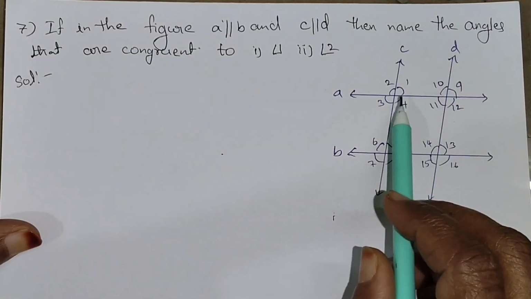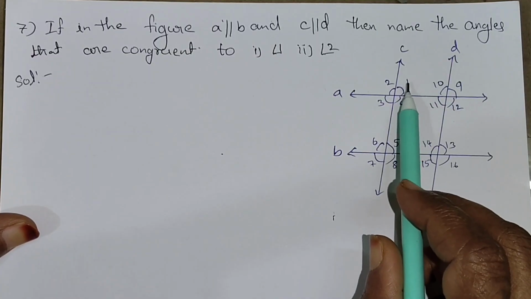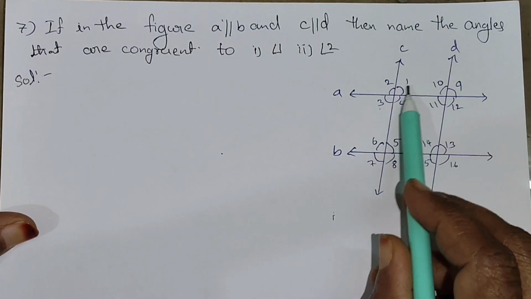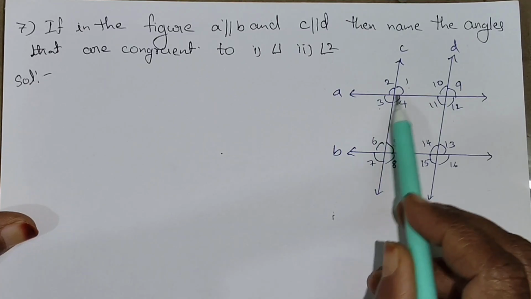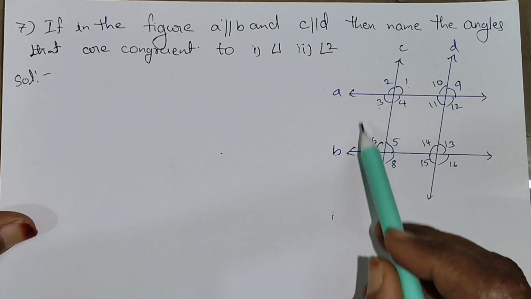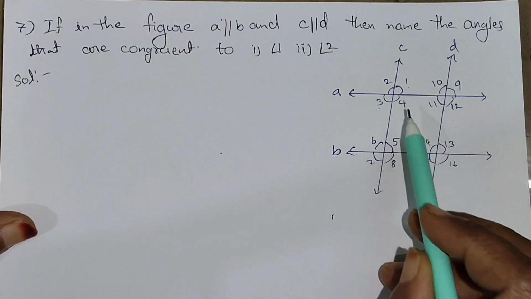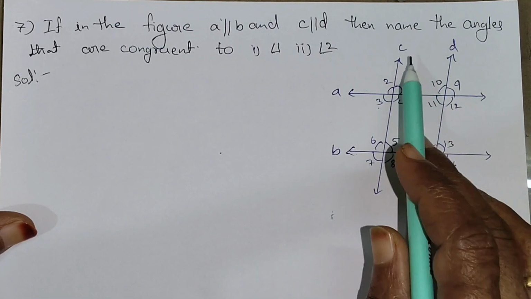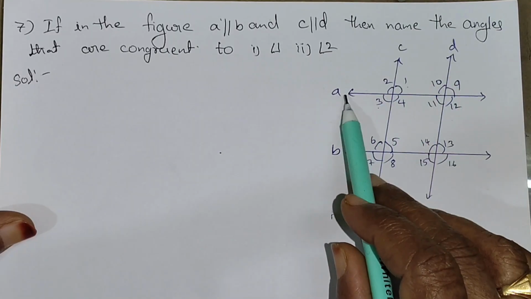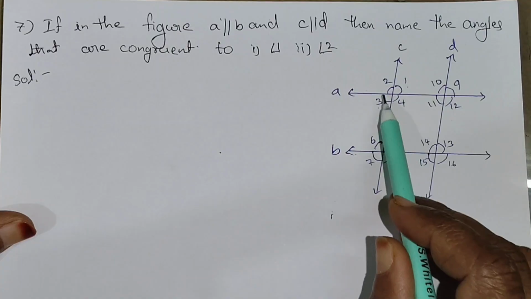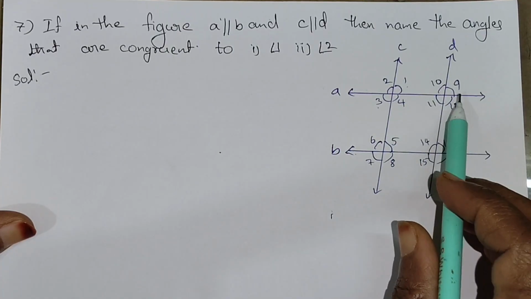So first we observe the diagram. Here 1 is equal to 3. These two are the vertically opposite angles. So these two are equal. Next here 1 equal to 5. These two are the corresponding angles because A and B are parallel lines. Next 1 is equal to 9 because C and D are parallel lines. A is a transversal. So 1 equal to 9. So 1 equal to 3, 5 and 9.